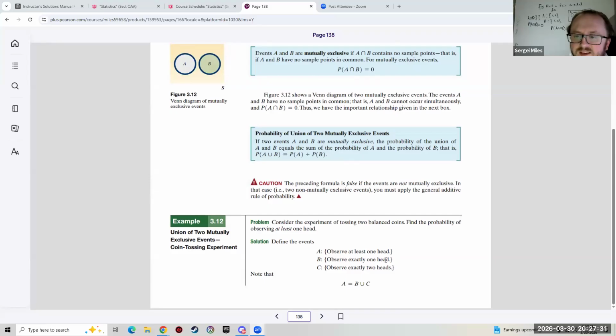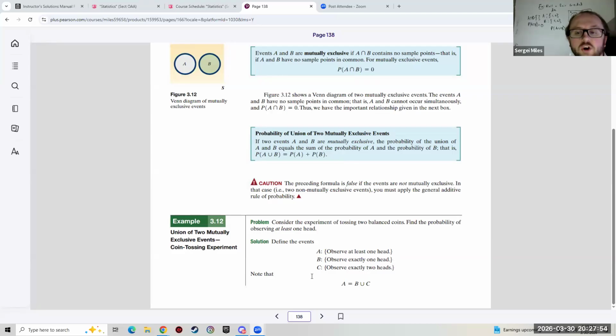Event B, these are the outcomes of flipping two coins where I have exactly one head. Well, we've seen this before. That would be heads, tails, or that would be tails, heads, right? Event C is where I get exactly two heads. There's only one way to do that. That means I got heads, heads after flipping the coin twice.